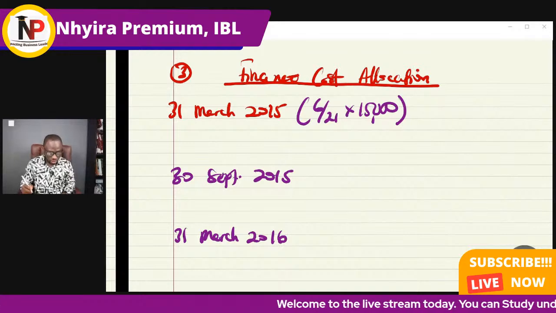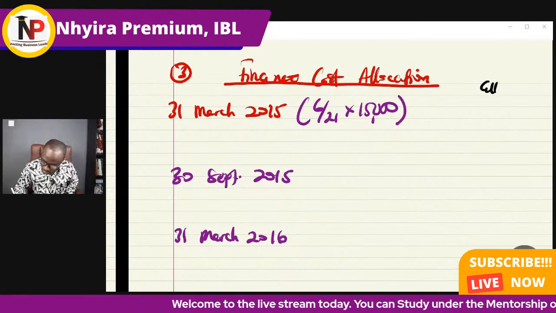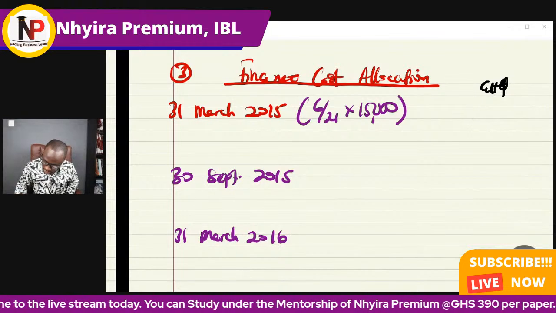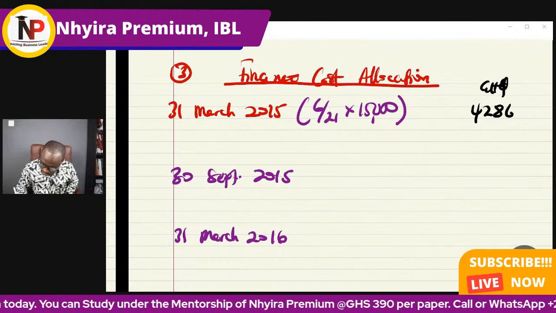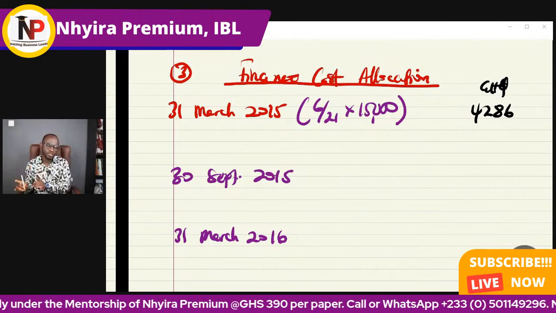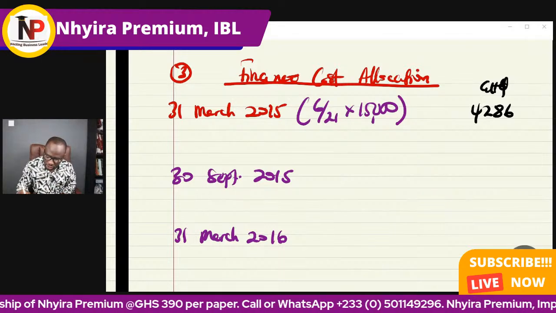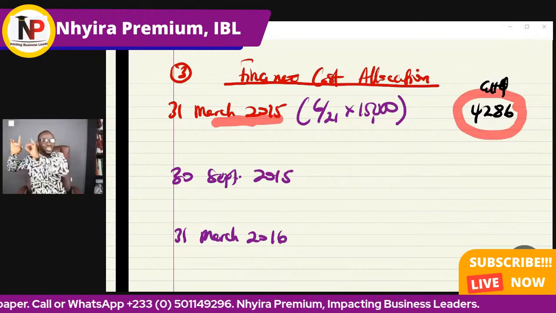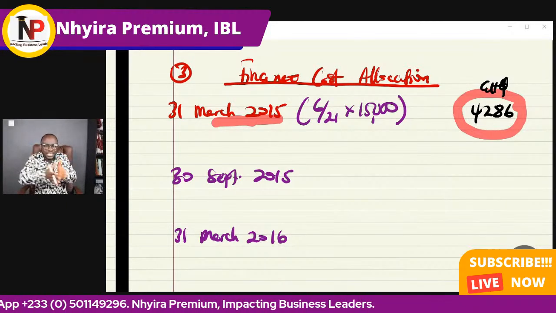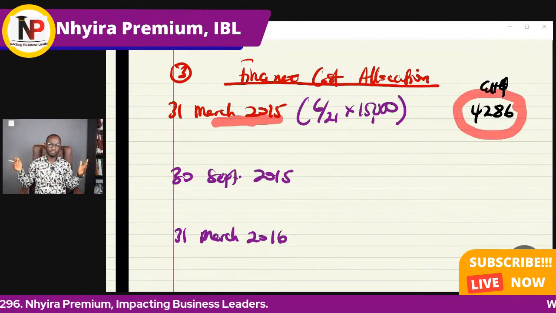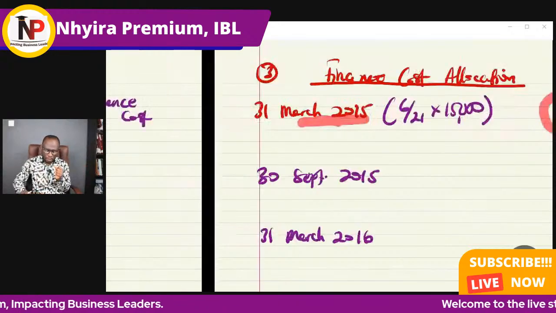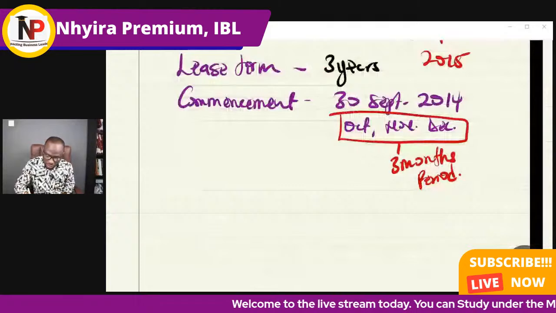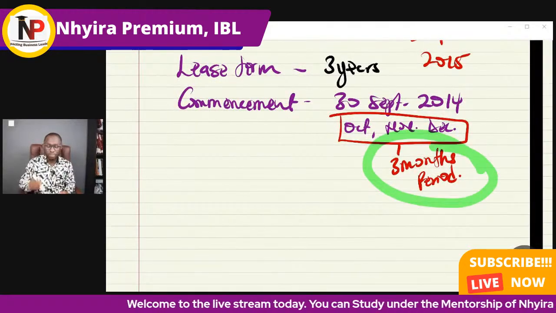So if you look at this, do the workings up, I'm getting 4286. Now you got to be careful here. This amount you see here, 4286, is for 31st March 2015. Now that is 6 months from the September. Are you getting the idea? But remember, we are preparing the financial statement for 31st December. So I told you that we'll be interested in how many months? 3 months.